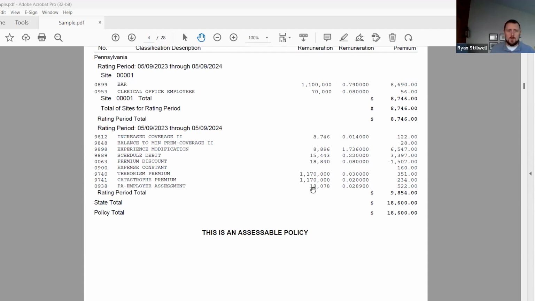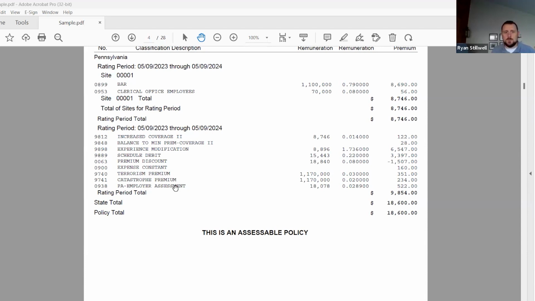You've got 2 additional premiums here, and this is going to show up in different ways in different states, but in Pennsylvania, this is terrorism premium, which is 3% of your payroll, and catastrophic premium, which is 2% of your payroll. Now, these are state mandated charges as well. They are set by the workers' comp authority in the state, and everybody pays them. This is based on payroll. So this is not something that ever gets adjusted from one company to the next. It's state rated.